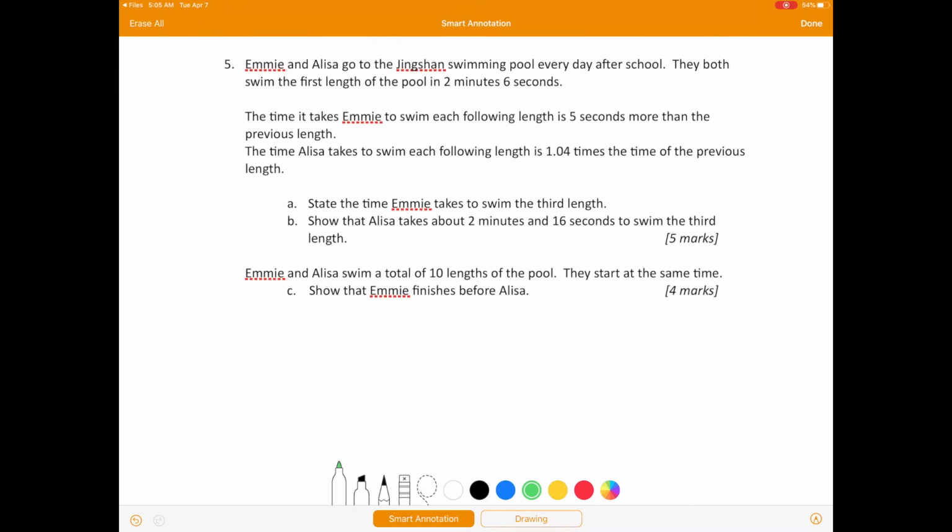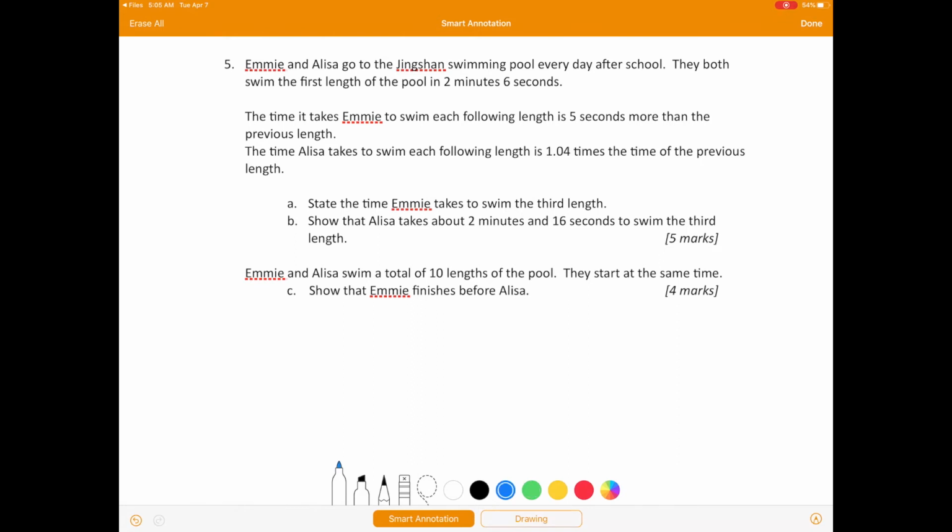All right, Emmy and Elisa go to the Jingshan swimming pool every day after school. They both swim the first length of the pool in 2 minutes and 6 seconds. Congratulations, ladies. The time it takes Emmy to swim each following length is 5 seconds more than the previous length. The time Elisa takes to swim each following length is 1.04 times the time of the previous length. State the time Emmy takes to swim the third length.